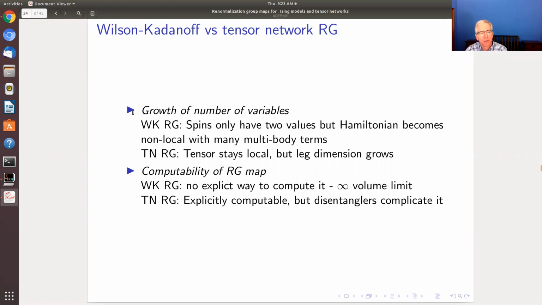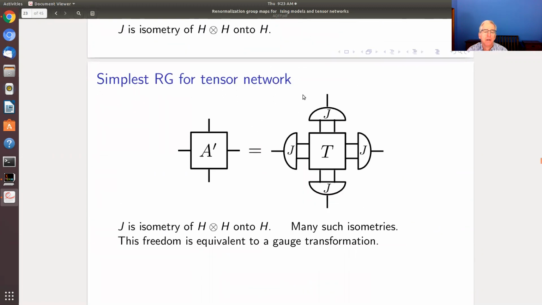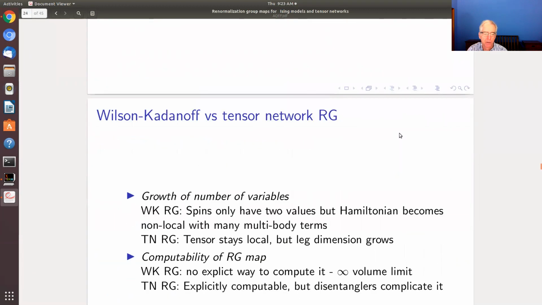By contrast, for the tensor network renormalization group, the tensor stays local. It's always a tensor with 4 legs, but the leg dimension grows. Obviously, if I did this with a finite vector space, then the dimension of these legs would be the square of the dimension that I started with. So you really have to work in an infinite dimensional leg space, so to speak.